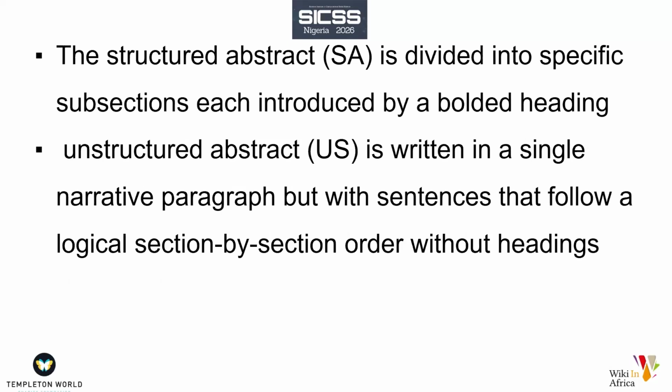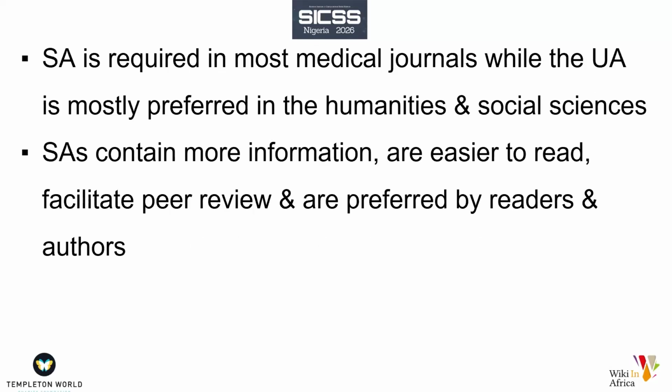The structured abstract is divided into specific subsections, each introduced by a bolded heading, while the unstructured abstract is written in a single narrative paragraph, with sentences that follow a logical section-by-section order without headings. The only difference is that the structured one has bolded headings, while the unstructured one has no identifiable subsections.